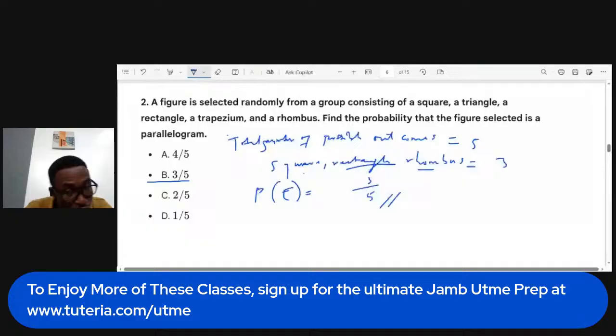If you don't know what a parallelogram is, there is no way you want to solve this question or answer it correctly. And that's why I just gave you the definition of parallelogram. It has 4 sides and 2 opposing sides are equal. So a square, a rectangle, a rhombus. Those are examples of parallelogram. So that's why we have 3/5.